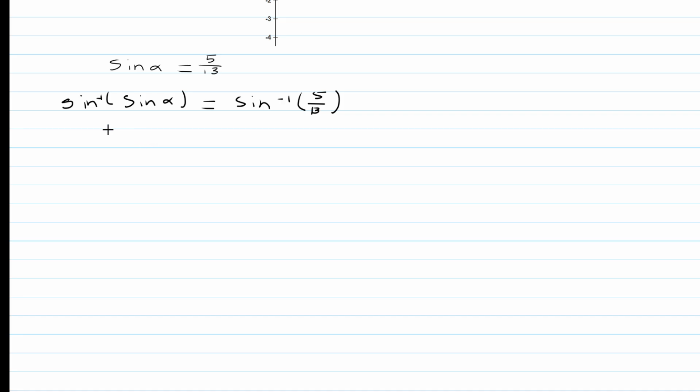So in this case, when we apply the arcsine on sine alpha, we will get alpha equals the arcsine of 5 divided by 13. And now let us use the calculator to find that.